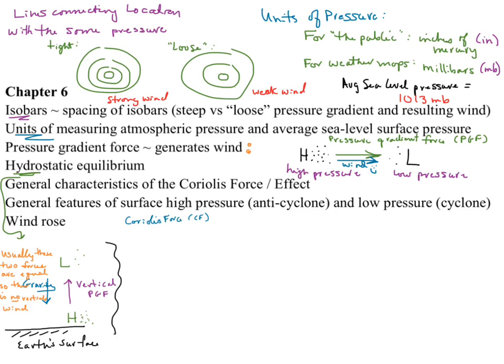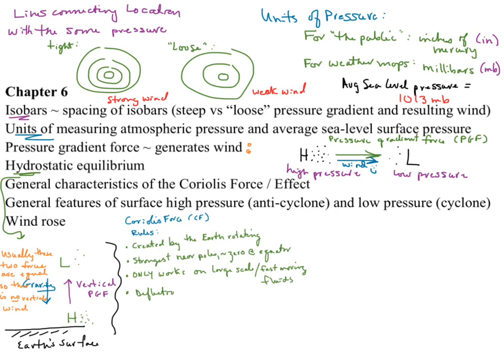Coriolis force: you're going to want to know some features about the Coriolis force. First off, it's created by the fact that the Earth is rotating on its axis. If the Earth weren't rotating, we wouldn't have this Coriolis force. It's strongest near the poles and basically zero at the equator. Coriolis force only works on large-scale fluids, and fluids could be water or air. If those fluids are moving fast, the Coriolis force will deflect. It's an apparent deflection, an apparent motion to the right in the northern hemisphere and to the left in the southern hemisphere. Those are some general rules.